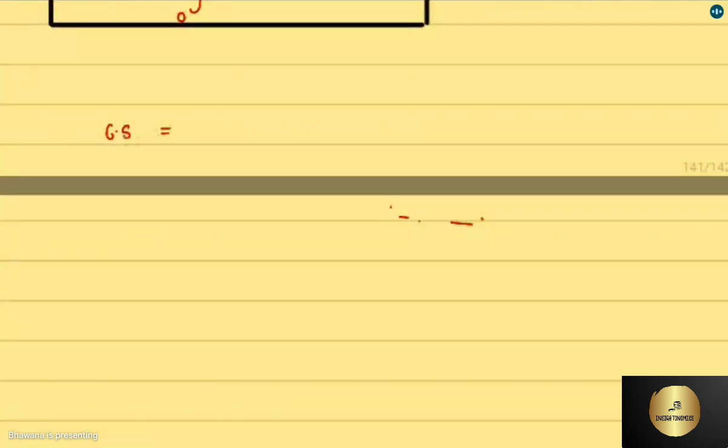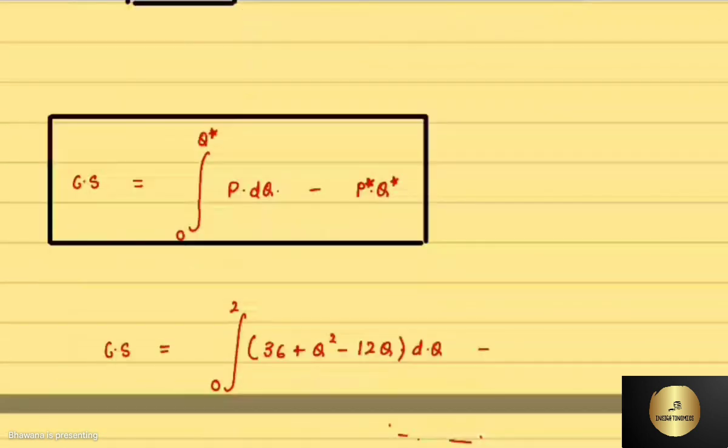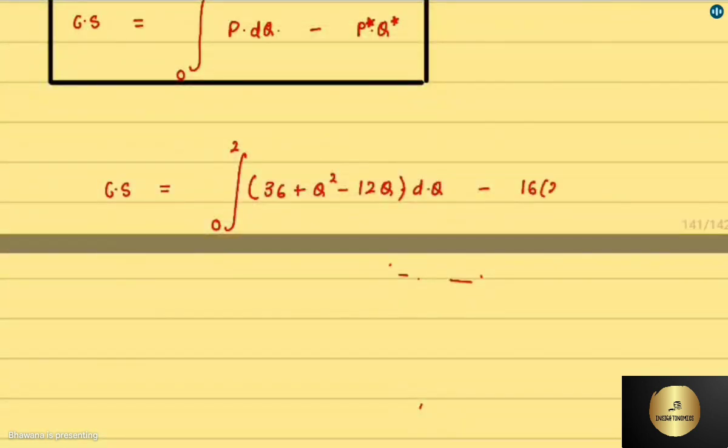See the limits from 0 to 2. Your Q star is 2 and your function is given as 36 plus Q square minus 12Q. You have to integrate this whole term with respect to Q, and then minus P star and Q star. So what is your P star? 16, and your Q star is 2.